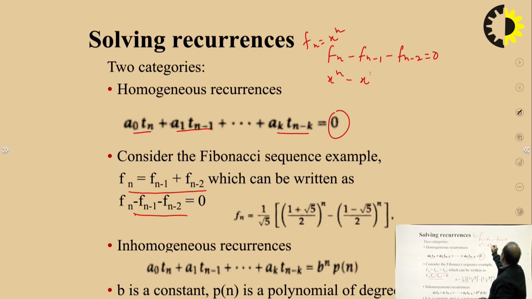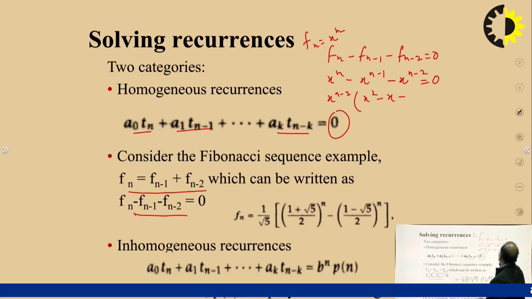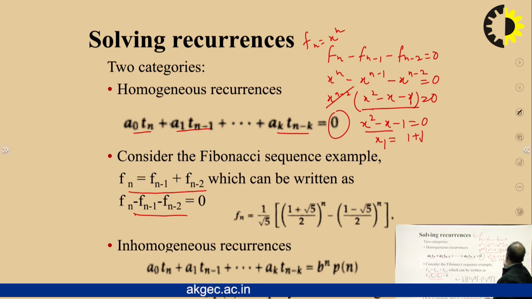Our objective is to solve this: x to the n minus x to the n minus 1 minus x to the n minus 2 equal to 0. Take the lowest order term x to the n minus 2 outside. Since x to the n minus 2 is not equal to 0, we get x square minus x minus 1 equal to 0. If we solve this for x, we get two roots: 1 plus root 5 by 2, and the other root is 1 minus root 5 by 2. So we have two roots, x1 and x2.